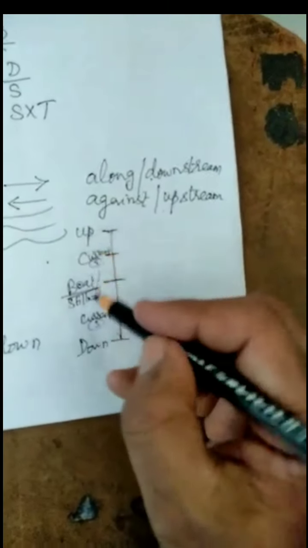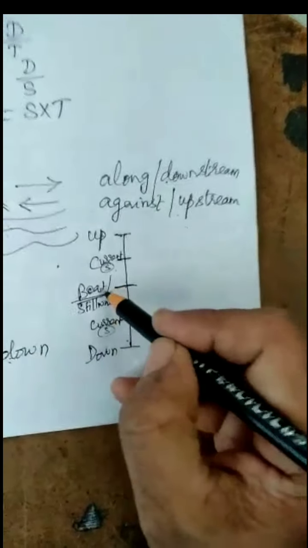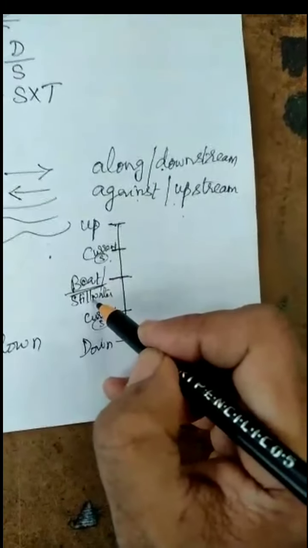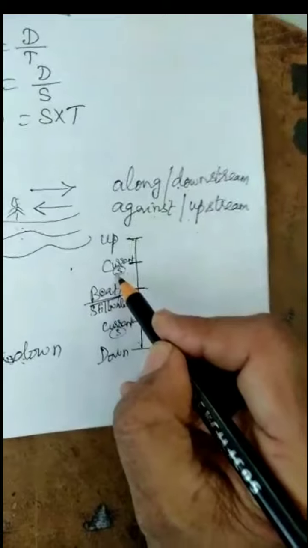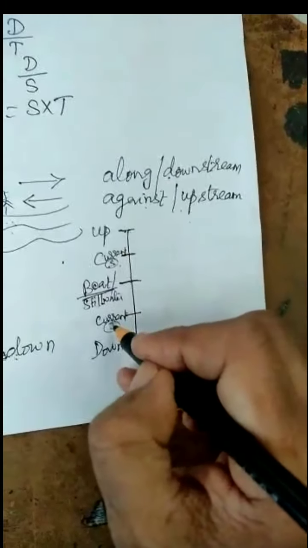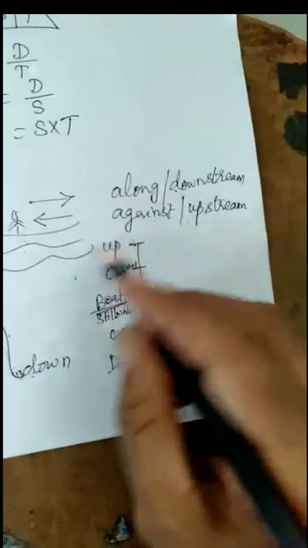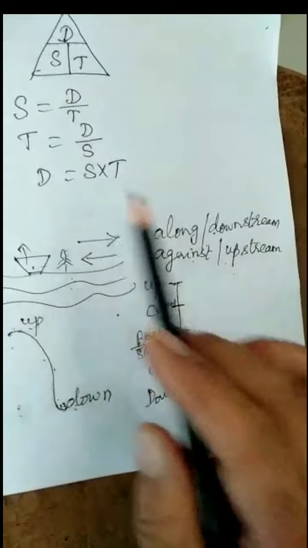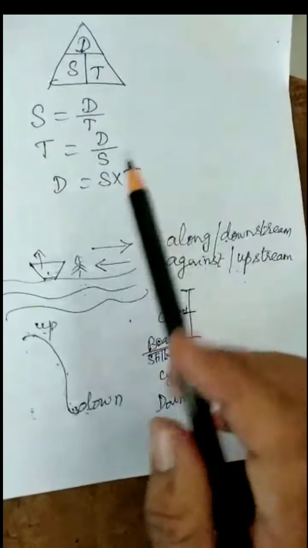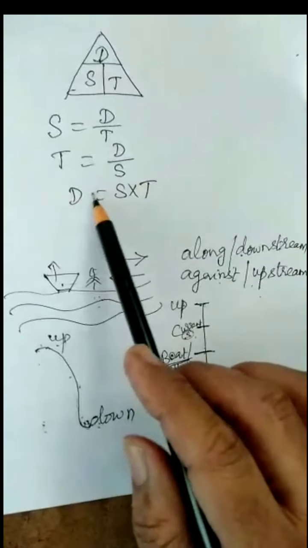So upstream, downstream, speed of the boat or speed in still water, and the stream speed or the water current. These are the wordings we want to remember before we solve boats and stream sums. And along with this, the basic for this is speed, distance, time.